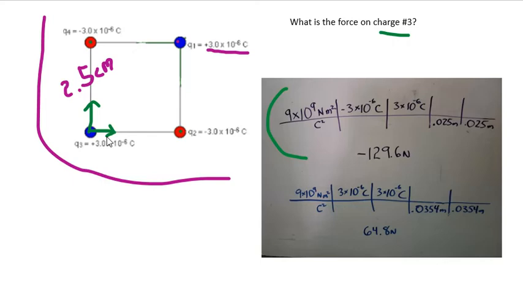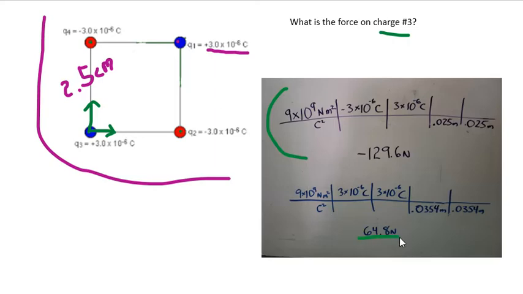So even though this is a negative 129.6, I'm not going to keep that negative because it doesn't make sense to my picture, right? It's getting pulled up, it's getting pulled to the right, which in the end are really positive numbers in the framework that we tend to have. Now, Q1 and Q3 are both like charges, so that's a force of repulsion. When I do the math, I get a positive answer.